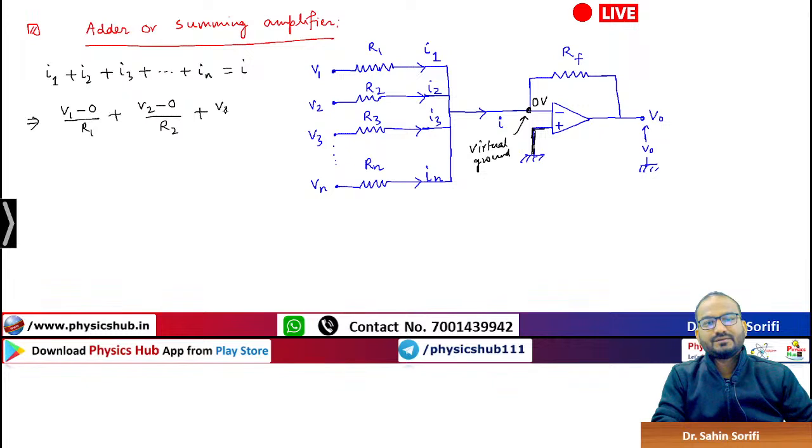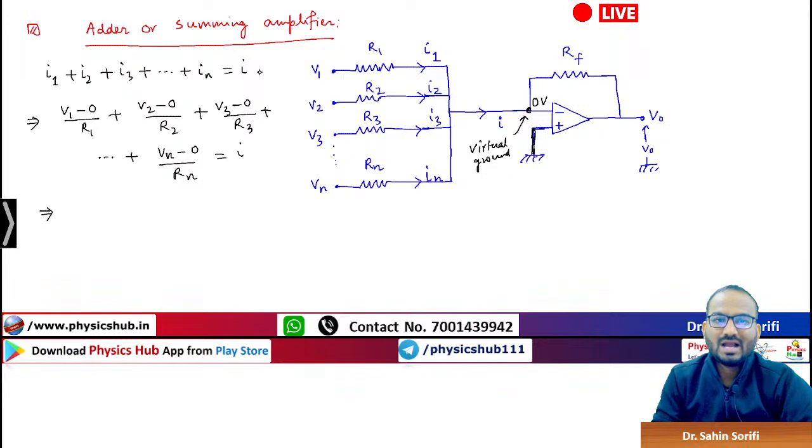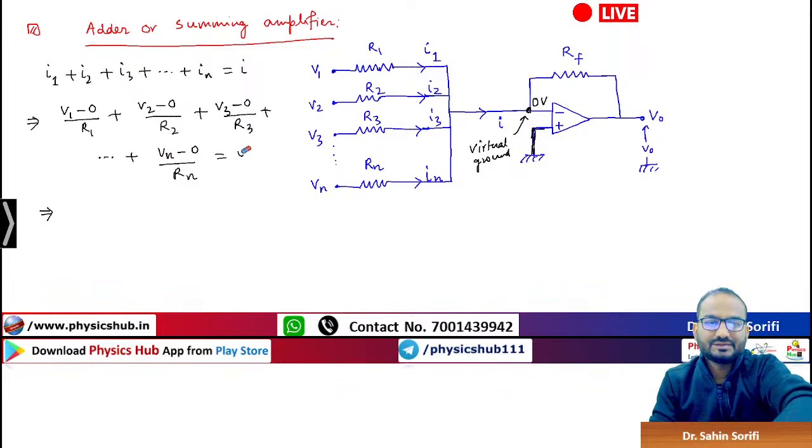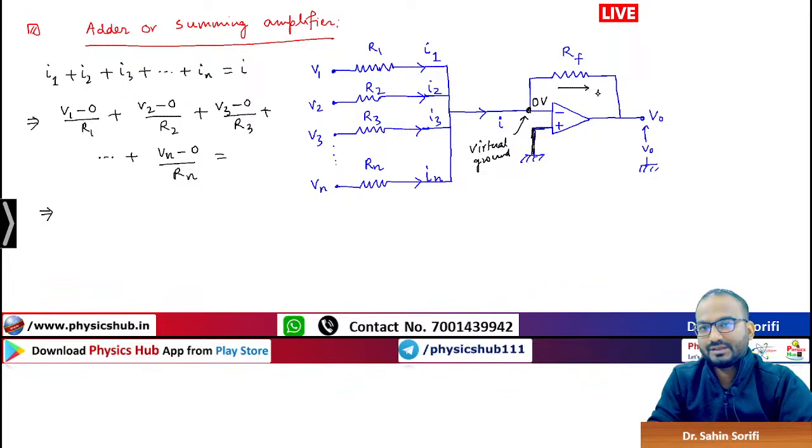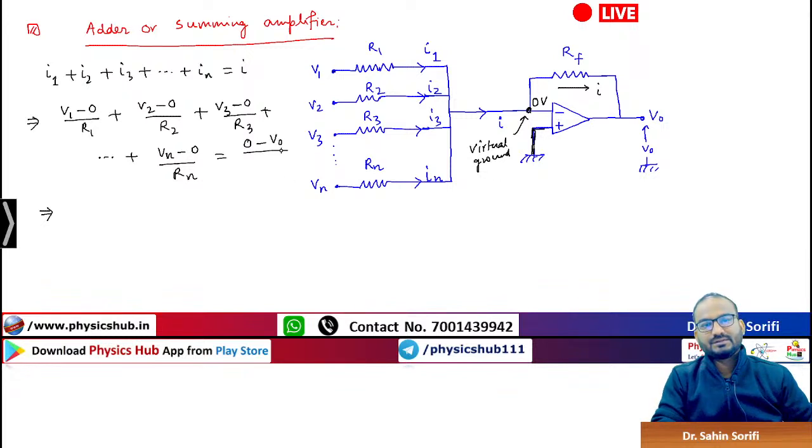I3 will be V3 minus 0 by R3, and so on, Vn minus 0 by Rn. This will be equal to I. And from this, what can we write? On the other side, you can see the same I is flowing through this. Here also I is flowing. So I is equal to 0 minus V0 by Rf, using the same Ohm's law.